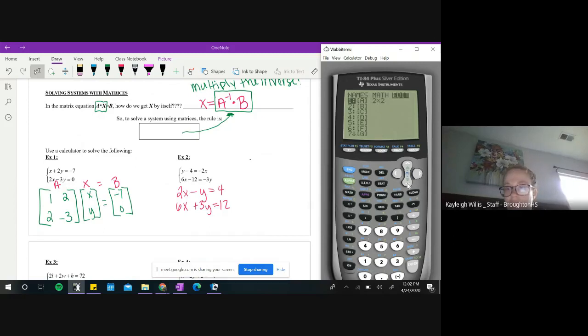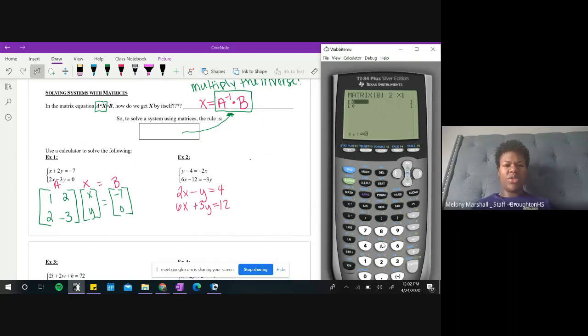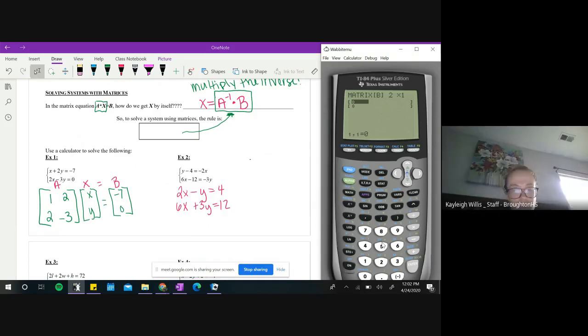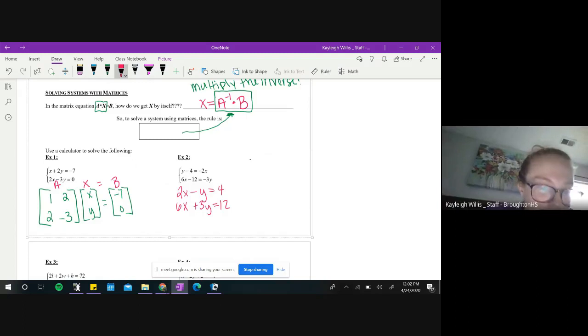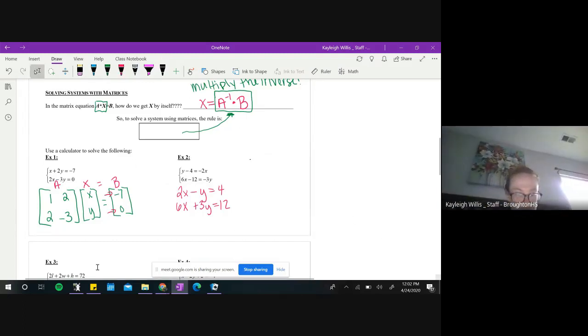So we're going to go back to edit, second matrix, edit, B, and I have a 2 by 1 this time. It's not a 1 by 2? No, Miss Marshall, it is rows by columns. Oh, yeah. So rows are this way, 2 rows. Good question.